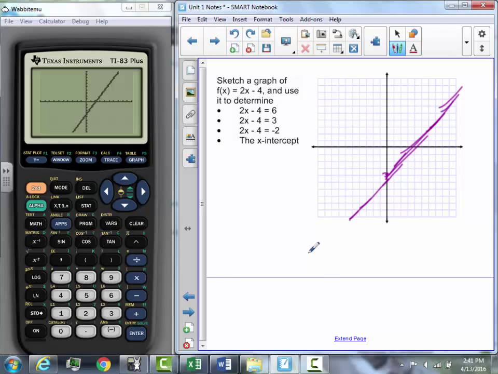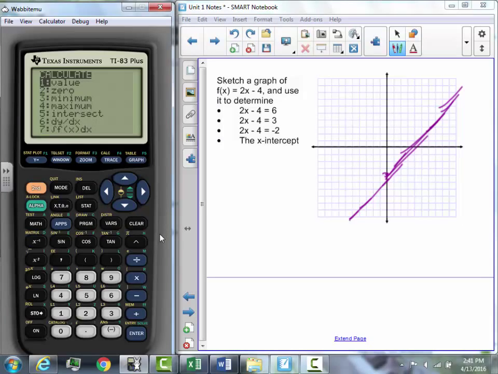Okay, so anyways, back to this one here. Does anybody know the method we use in our calculator to find where this does equal 6? Like where the output equals 6? Does anyone remember? That'll work. Second calculate. Now, value is very specifically for if you know the value of x. But we don't know the value of x. So we're going to do something called the intersect.